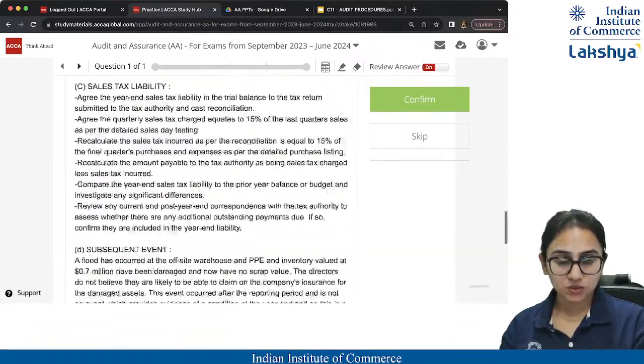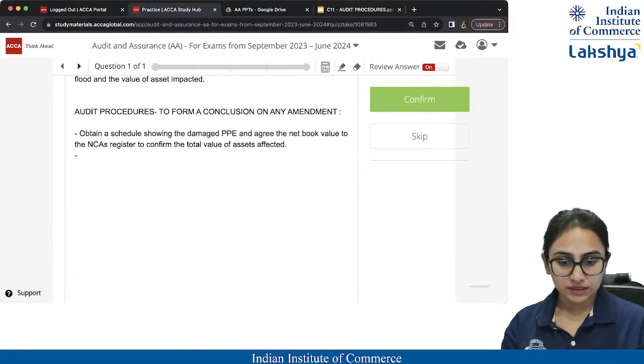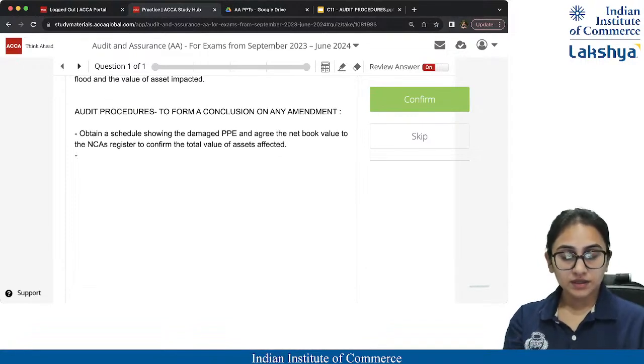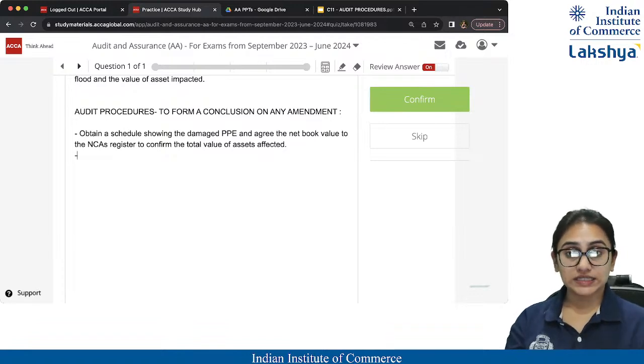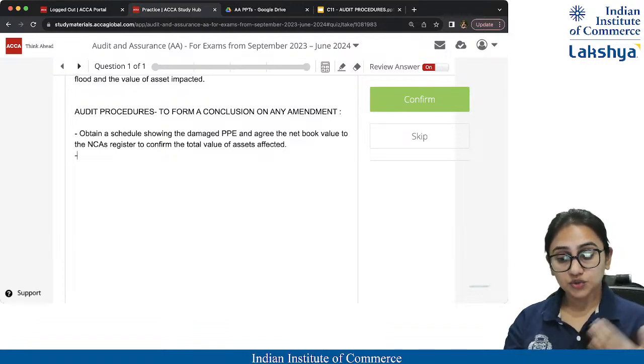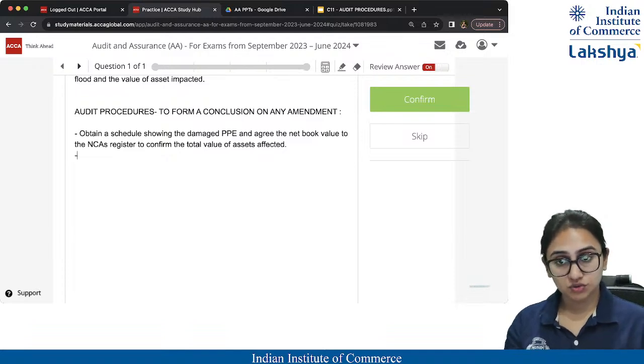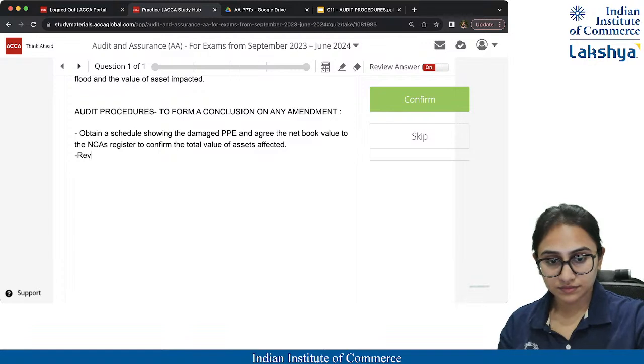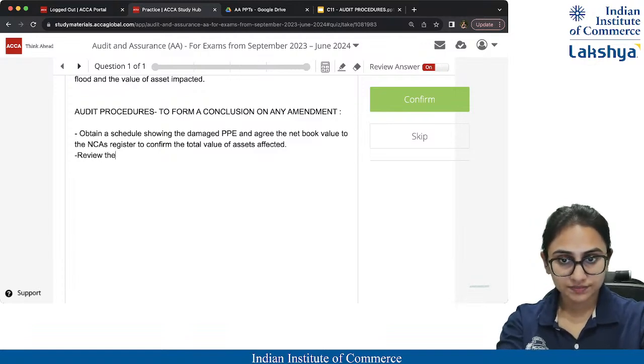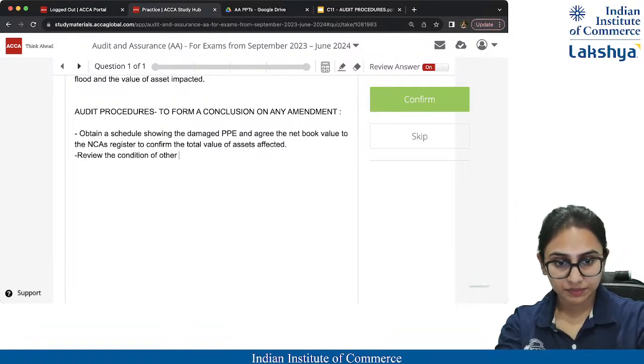So how many marks is it? Total for 6 marks. You can write 4 of it. Then the management is saying that the condition of assets affected is really bad, but you will also confirm from your end if it's the truth. So review the condition of other PPE and inventory to confirm all damaged assets identified.